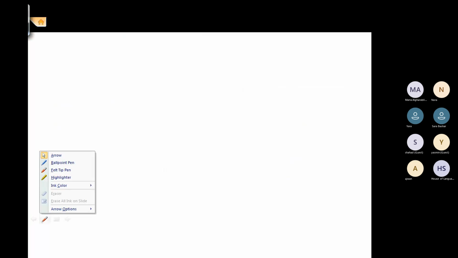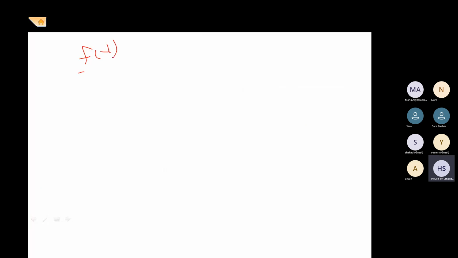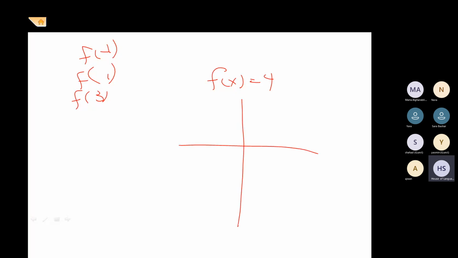Look at me here. F of -1, f of 1, f of 3, if the function of x is 4. First of all, what do I mean f of x is 4? If the function of x equals 4. Okay, what does it mean? What does f of x mean? She said y. So it means y is 4.